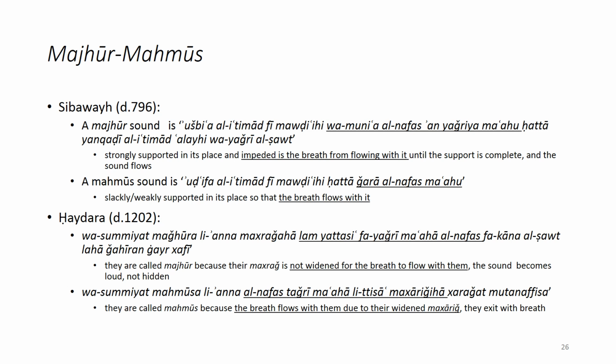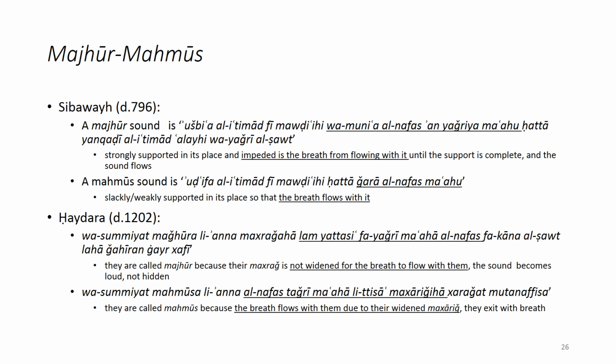So Sibawayh himself said that a majhur sound is strongly supported in its place, and impeded is the breath from flowing with it until the support is complete and the sound flows. A mahmus sound, he said, is slackly or weakly supported in its place so that the breath flows with it. The bits I've underlined are the significant bits, I think. So in majhur sounds, breath is impeded. We've seen how that happens in various sounds. And in mahmus sounds, the breath flows, is unimpeded, so the glottis is open.